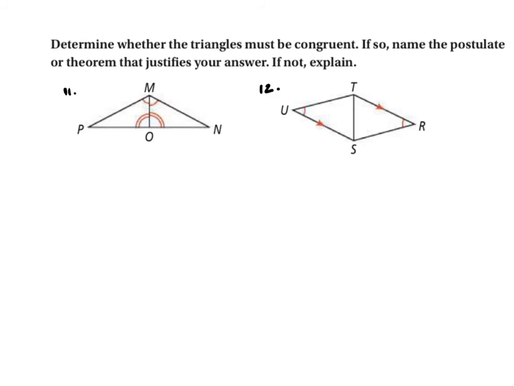Okay, so the last part says determine whether the triangles must be congruent. If so, name the postulate or theorem that justifies your answer. And I want to add that if they're congruent, we want to write the congruence statements. So in this case, again, I know that side MO is congruent to MO because it's the same side. So these two triangles are congruent, as you can see, by angle, angle, side, angle. And I want to write that congruency.